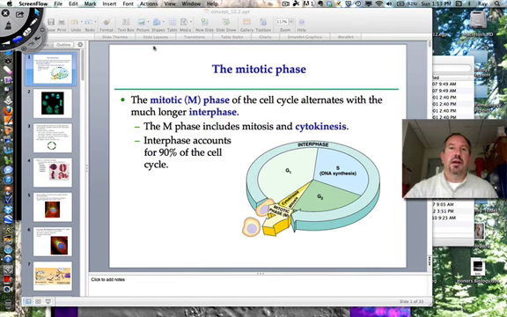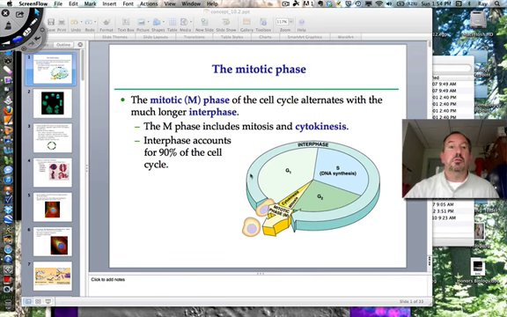I want to start off, before I get too far into it, by reviewing a little bit of the cell cycle from our previous discussion. Remember that a cell, when it's growing, moves along in a phase called interphase. It's called inter because it's in between when it's actually dividing. So it's interphase, mitosis, interphase, mitosis, interphase, mitosis.